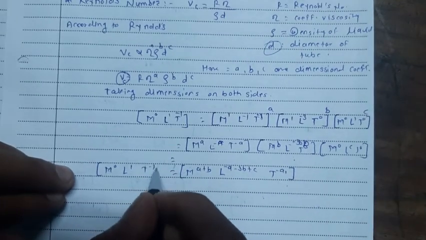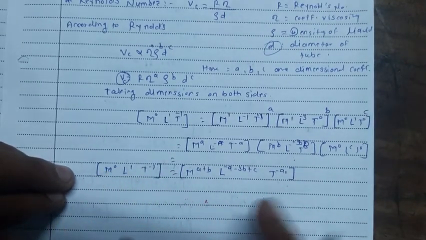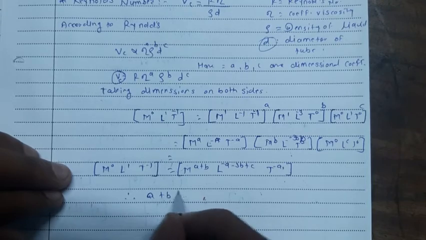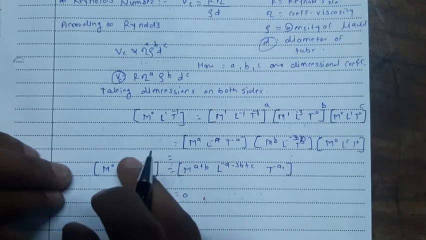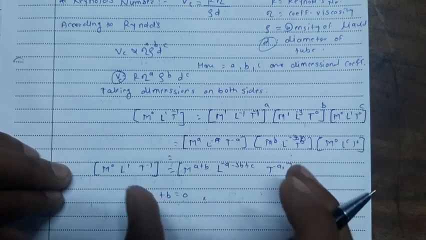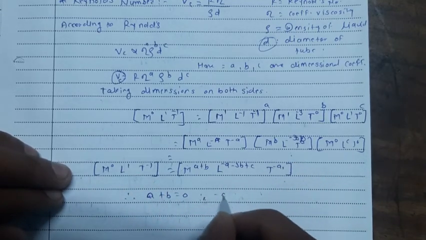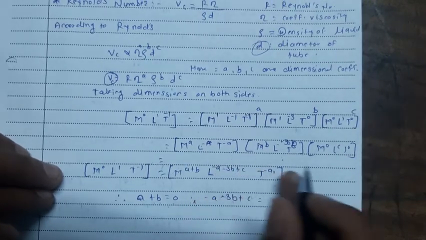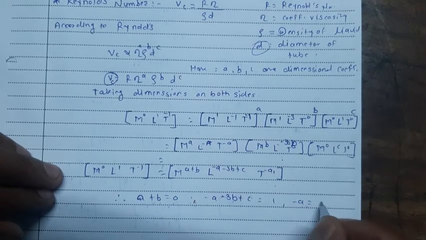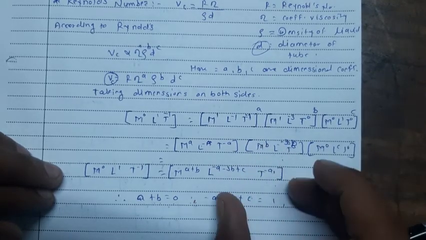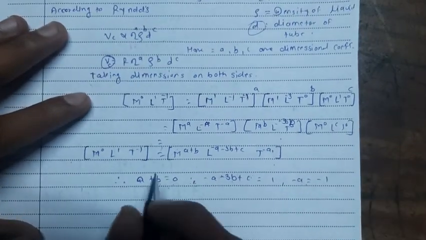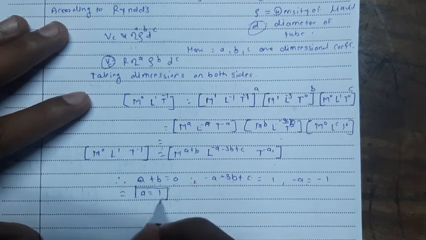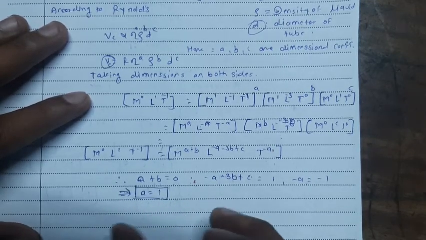Okay. Now, equating the coefficients, the powers of the indices, if I equate this, I will get the first equation, that is A plus B is equal to 0. Similarly, if I equate the powers of L, which is 1 on this side, and minus A minus 3B plus C on this side, this is equal to 1. And I'll get the third equation, which is minus A is equal to minus 1, which is nothing but the power of T. Okay, so from this equation we can directly write A is equal to 1. So we got the value of A to be 1.